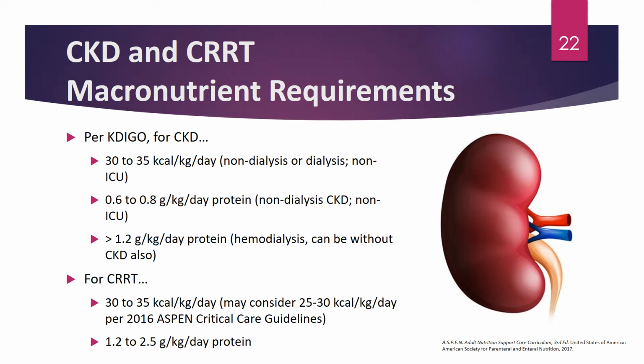These patients, per KDIGO guidelines, should get 30 to 35 kilocalories per kilo per day. But per the ASPEN Critical Care guidelines from 2016, you can also potentially just give these patients 25 to 30 and be okay.